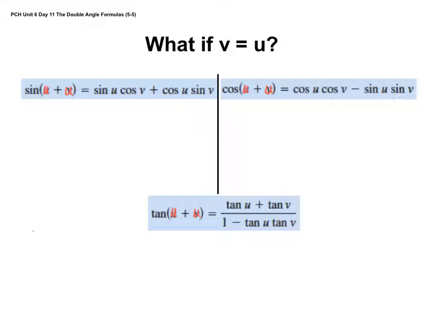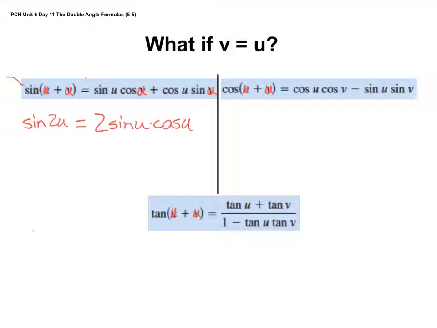Okay, if we're looking at the sum formulas here and making u and v equal to each other, we sub in u for v. Alright, so we're going to do that everywhere. And the group that had sine, what did you guys come up with? Well, sine of 2u, or u plus u, is equal to 2 sine u cosine u.